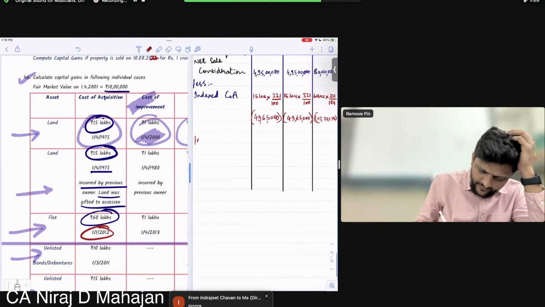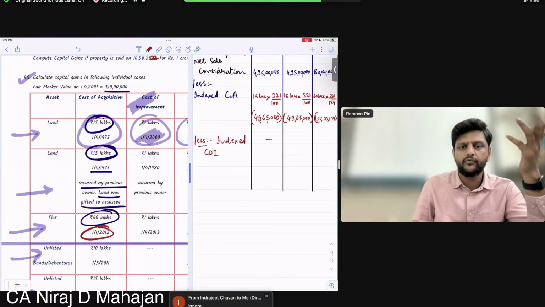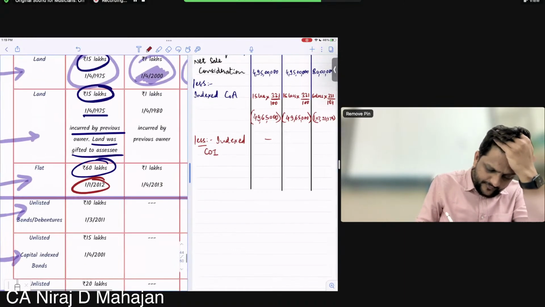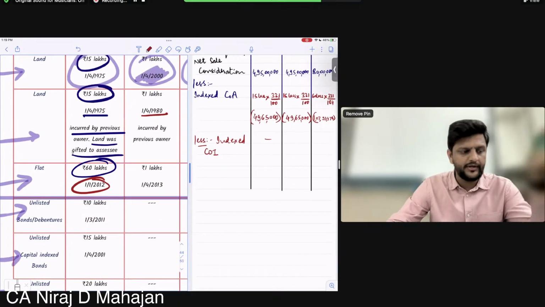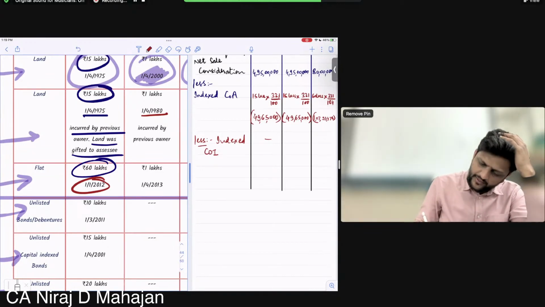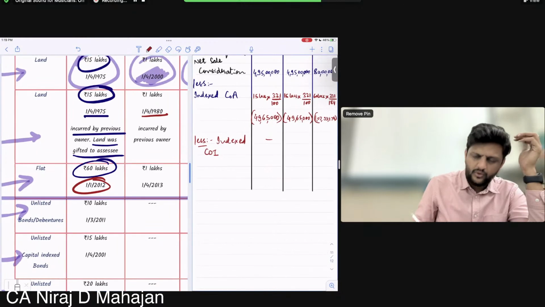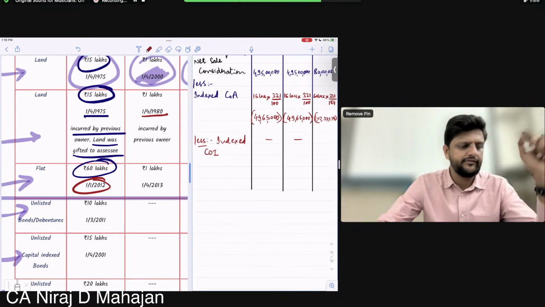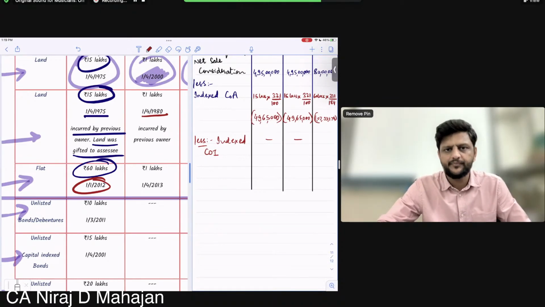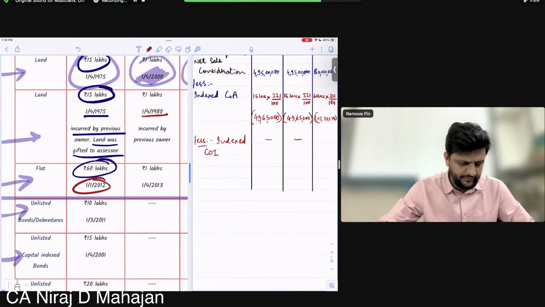So less index cost of improvement. First of all, it is not allowed because it is before 1/4/2001. Second, 1980. It is incurred by previous owner. It is allowed to the assessee, but it was incurred before 1/4/2001. That's why also again not allowed. What did I say? I'll repeat. Even if incurred by previous owner, it is allowed, but it was incurred before 1/4/2001. That's why disallowed. Yes, everybody done?